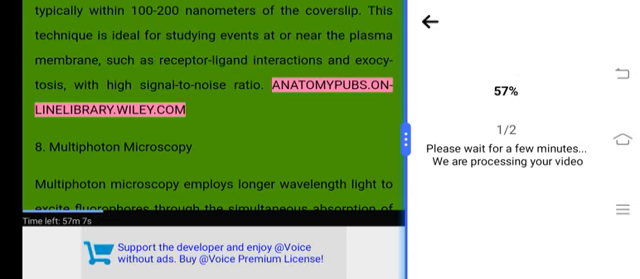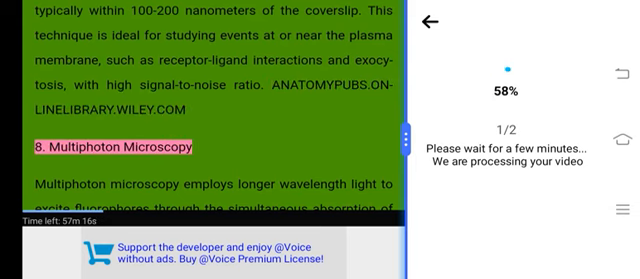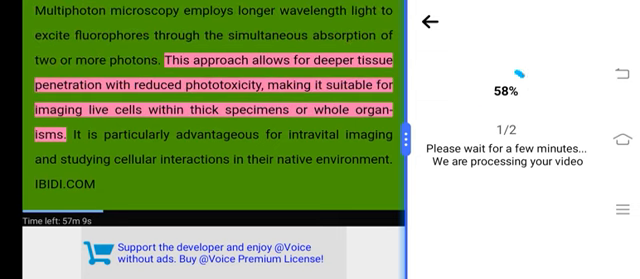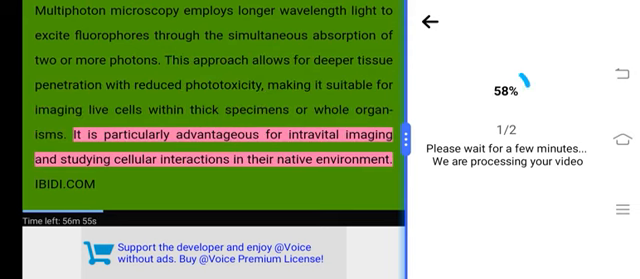Wiley, com. 8. Multiphoton microscopy. Multiphoton microscopy employs longer wavelength light to excite fluorophores through the simultaneous absorption of 2 or more photons. This approach allows for deeper tissue penetration with reduced phototoxicity, making it suitable for imaging live cells within thick specimens or whole organisms. It is particularly advantageous for intravital imaging and studying cellular interactions in their native environment.